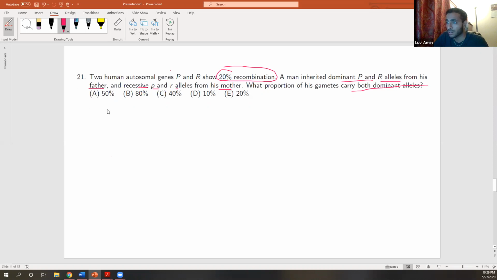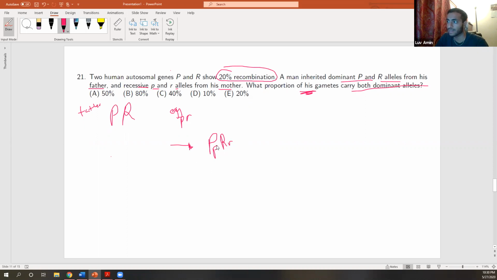Well, let's go. So the father donated this, right? A P and R. So you can say the sperm cell carried this. So father gamete, all right? And the mother's gamete had recessive, right? So little p, little r. So this is probably the egg, right? So these combined and produced him. And that means his combination was heterozygous P and heterozygous R, all right? So this is him. And what they're saying is what proportion of his gametes, okay?